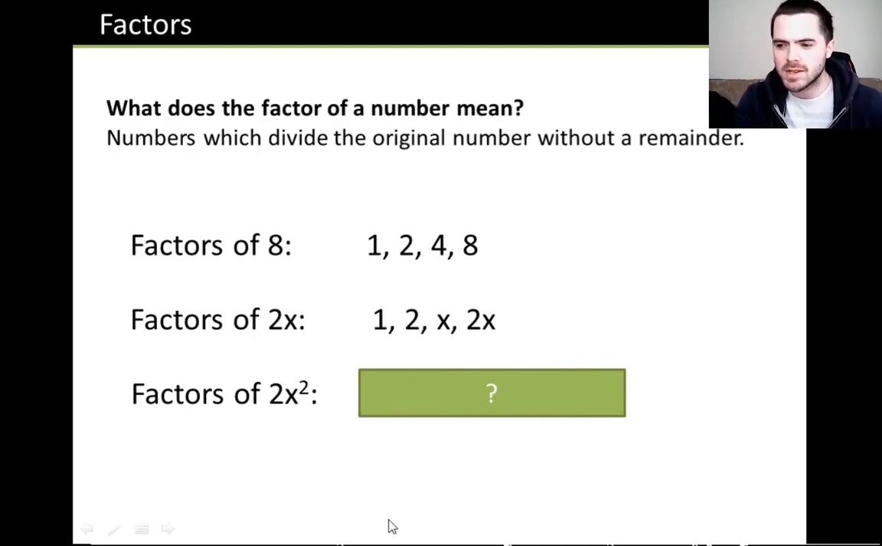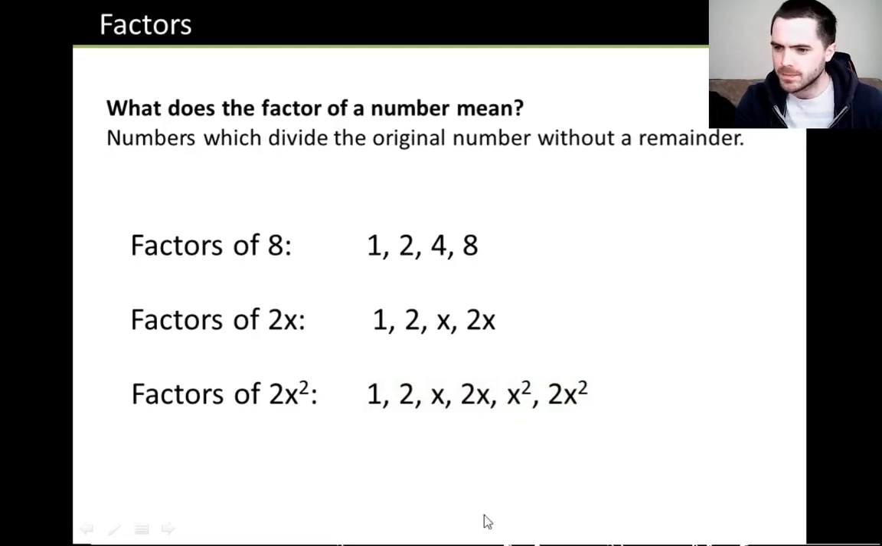In a similar way, for 2x squared, there's not actually that many other factors that we need to add. Why is that? Because x squared, there's just another x in there. So all of these must be factors, plus a few extra. You could divide 2x squared by 1 and you get 2x squared. You could divide 2x squared by x and you would simply get 2x. So there are only 2 extra factors in 2x squared.